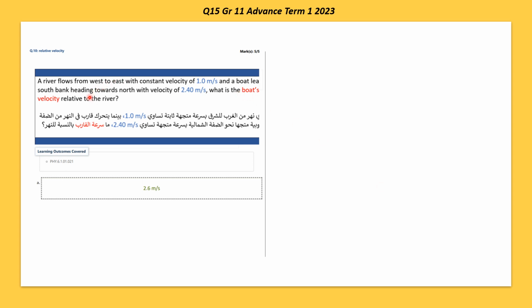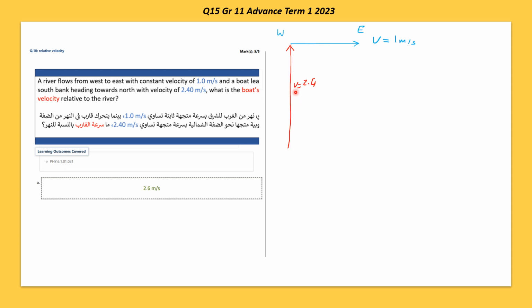Here is the other question, question 16. A river flows from west to east with a constant velocity of 1 meter per second. So here we have the water flowing from west to east. The boat was traveling to the north. This way, going up. The boat was going up to the north with a velocity of 2.4 meters per second.